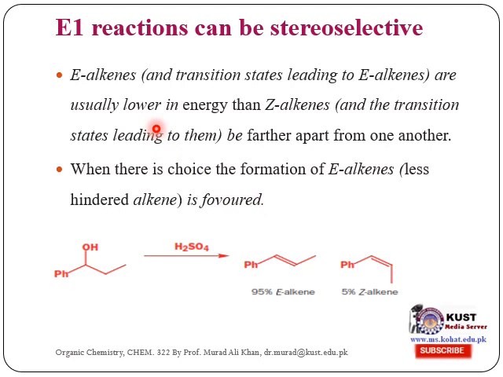Like in the previous slides, we have seen that there is the possibility of formation of E and Z alkene. Now, E alkenes are lower in energy than Z alkenes. Why? In the transition state, the bulky groups are farther apart from one another. So when there is a choice, the formation of the E alkene will be favored. Like here, we have 95% E alkene and 5% Z alkene.